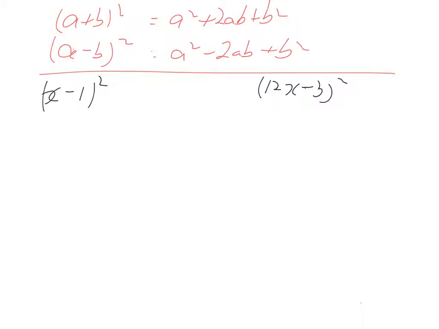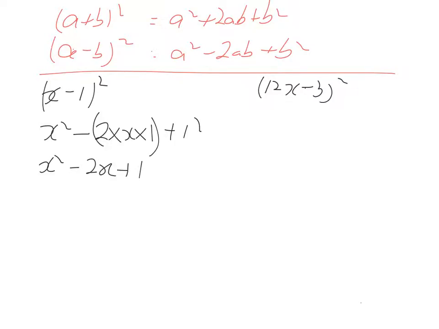We've got x and 1, so this will become x squared minus 2 times x times 1, and we've got plus 1 squared. So this simplifies to x squared minus 2x plus 1.